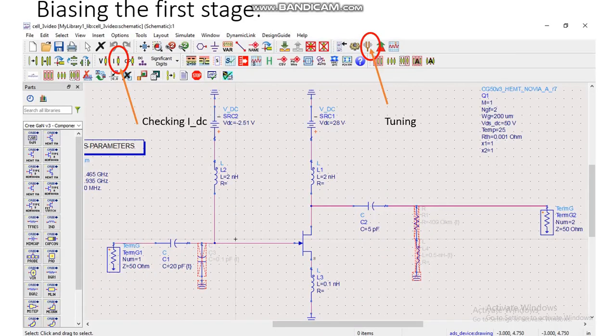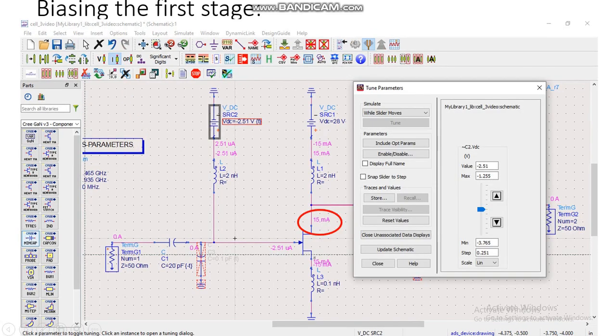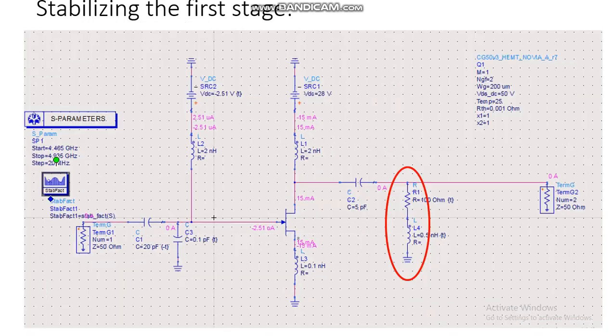We can use tuning to tune our voltage source to bias the circuit. And every time we can check the current by this button here. And while we are tuning our voltage source, we can see the current passing through the transistor.